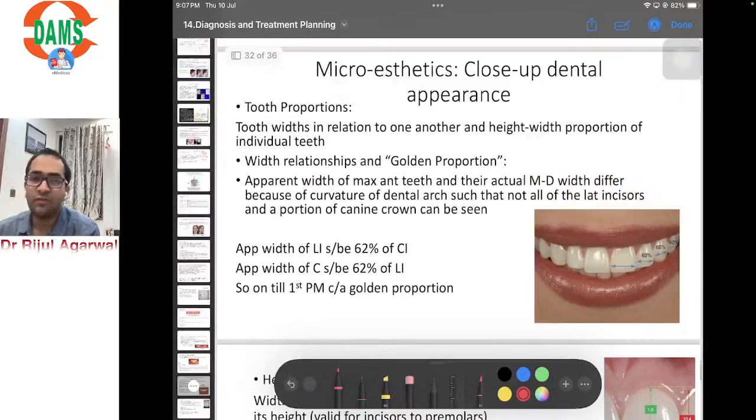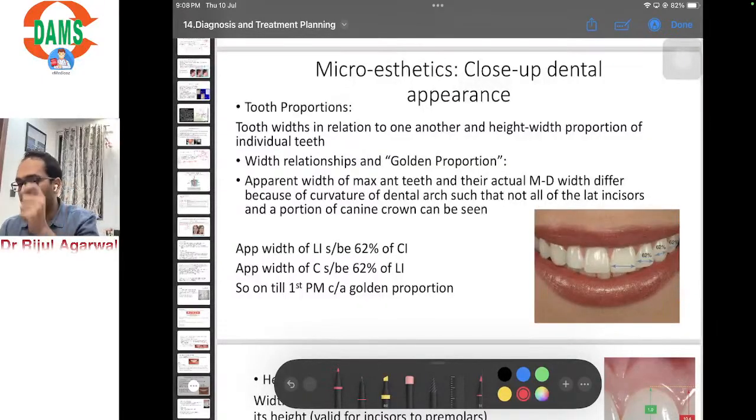Similarly, there is a width relationship of the anterior teeth to the actual mesiodistal width. Because of the curvature of the arch, it curves back. So you have an apparent width and the actual width. The apparent width is 62% of the actual width of the neighboring teeth. Okay, this all becomes important when you do teeth setting in your second year, third year and final year, complete denture teeth setting.